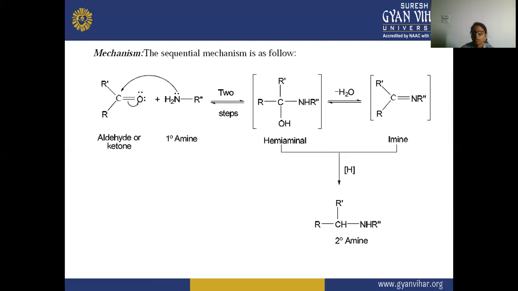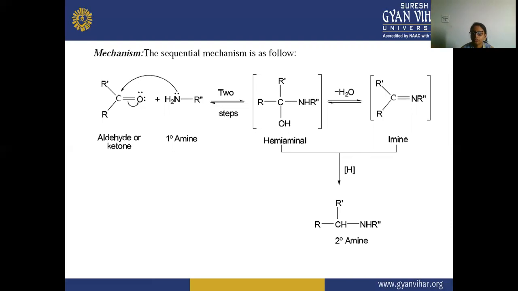From this mechanism, the sequence is as follows: the aldehyde or ketone reacts with the primary amine. These electrons react with this carbon, and there is a formation of the hemiaminal. Then this imine and this hemiaminal are both reduced, and there is a formation of the secondary amine. So this is a two-step reaction.